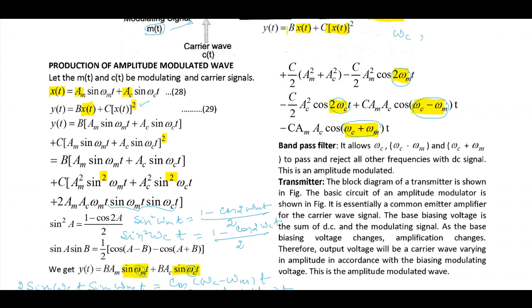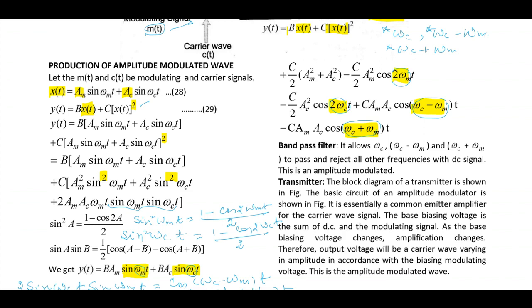omega c, omega c minus omega m, and the third frequency that we require is omega c plus omega m. We require these 3 frequencies in the output: the carrier frequency, then omega c minus omega m, the modulating signal frequency subtracted from the carrier frequency, and then the modulating frequency added to the carrier frequency.